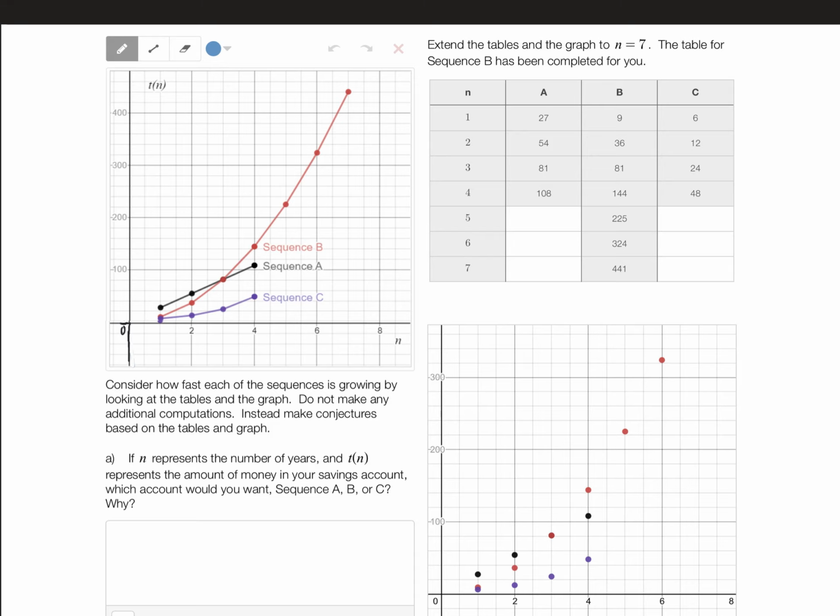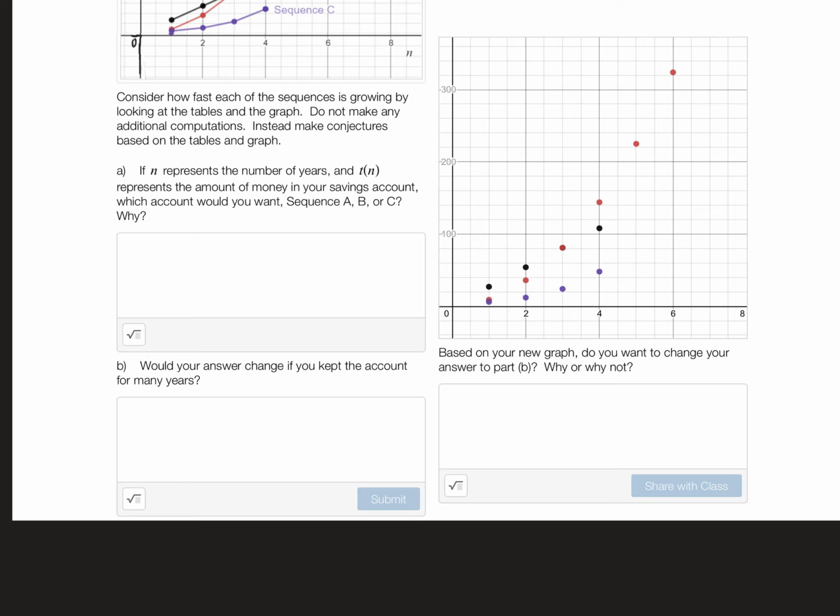Okay, so looking at the table to the right or from the previous slide, looking at the graph above, if n were to represent the number of years and t of n represents the amount of money in your savings account, which account would you prefer, A, B, or C, and tell me why. There's not a right or wrong answer here. I just want you to sort of make a conjecture based on the information that you have right now. Do you think your answer would change if you kept the account for many years?